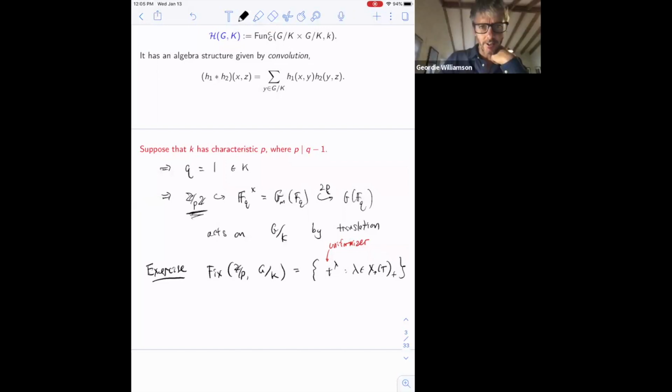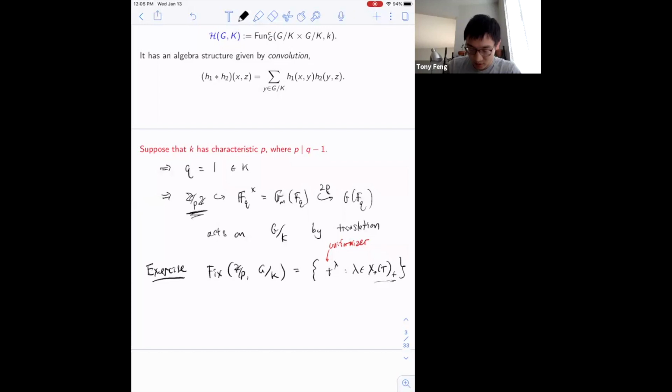Not dominant, Tony? Or dominant. You're asking whether lambda should be dominant? I was wondering, should lambda really be dominant? I thought it was just all t to the lambdas. But I think some of those are equivalent, like some of those are K-translates of each other, right?